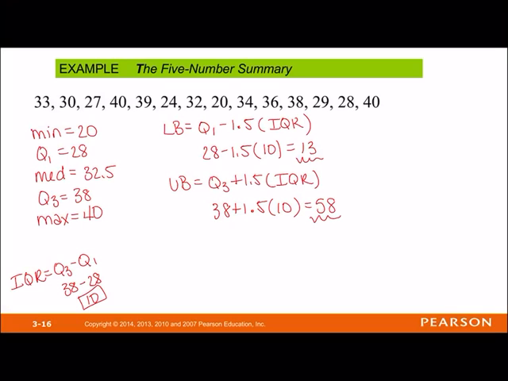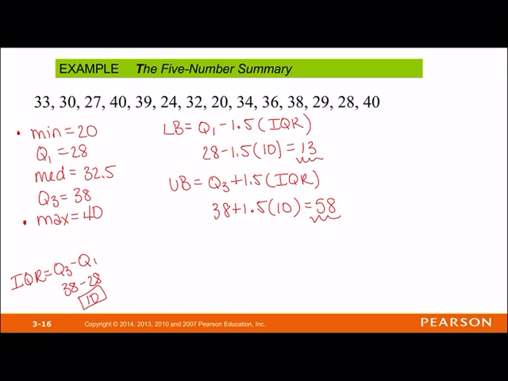And if you just look up at that list of numbers, you have no outliers. You don't have any data value that's smaller than 13. You don't have any data value that's larger than 58. So when I go to draw my box plot, I do not need to include the fences because I do not have any outliers.